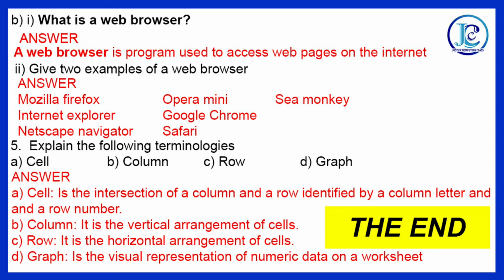So I repeat all the answers again. A cell is the interconnection of a column and a row identified by a column letter and a row number. In other words, you can also explain this as the interconnection of columns and rows. Simple as your answer. You can forego the column letter and row number. Just write it is the interconnection of columns and rows.